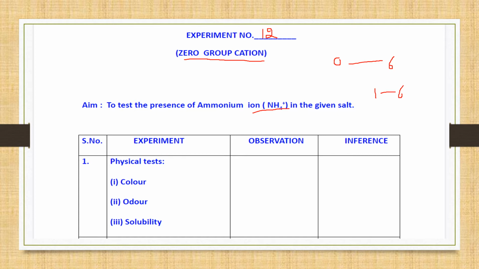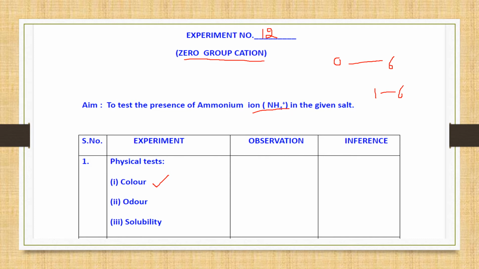Now first you will carry out the physical test. You will see the color. If the color is white, then you will write here in the observation part that it's white. And white salt tells you in the inference that it may be NH4 plus ammonium, Pb2 plus, Al3 plus, Zn2 plus, calcium, barium, strontium with 2 positive charge each, or magnesium. Any one of them may be present. So that will be your inference if it is white in color.